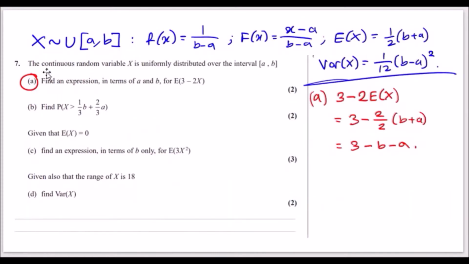Okay, part A. Now I've put all the useful relevant functions, such as the density function, the cumulative distribution, the mean, and the variance. Okay, all right, let's go. So A, find an expression in terms of a and b for the expected value of 3 minus 2x.